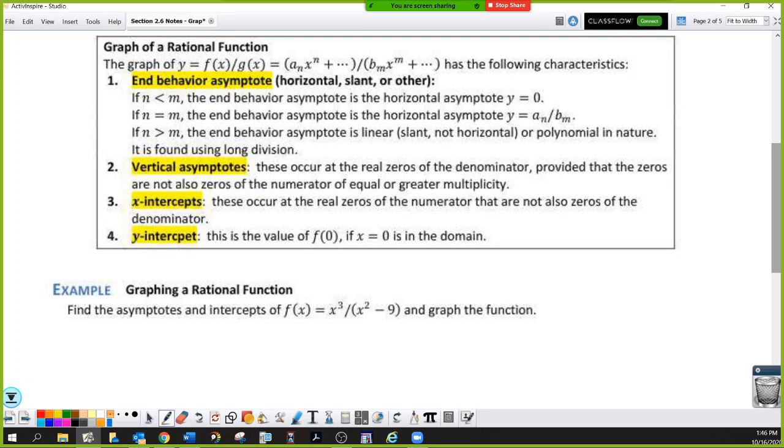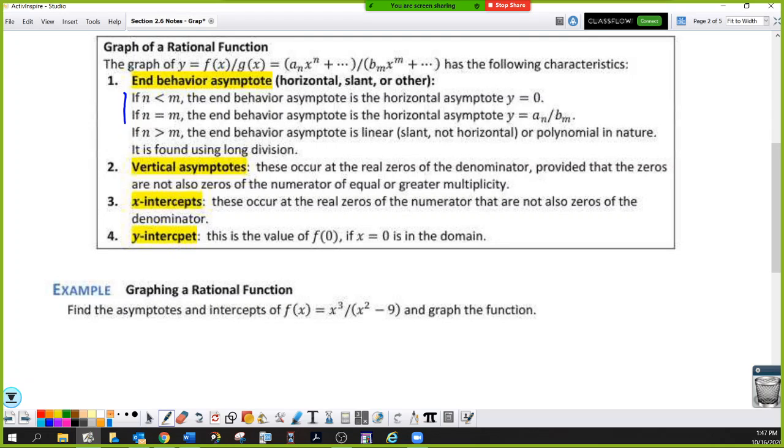So, recap of the rules that we talked about earlier in the year. If the degree of the top is less than the degree of the bottom, automatically the x-axis is your horizontal asymptote, which is its end behavior asymptote. The reason is that it would behave the same way as constant over infinity. Like if you had x over x squared, that would reduce to 1 over x. So if the degree of the top is smaller than the degree of the bottom, automatically y equals 0, horizontal asymptote, end behavior asymptote.